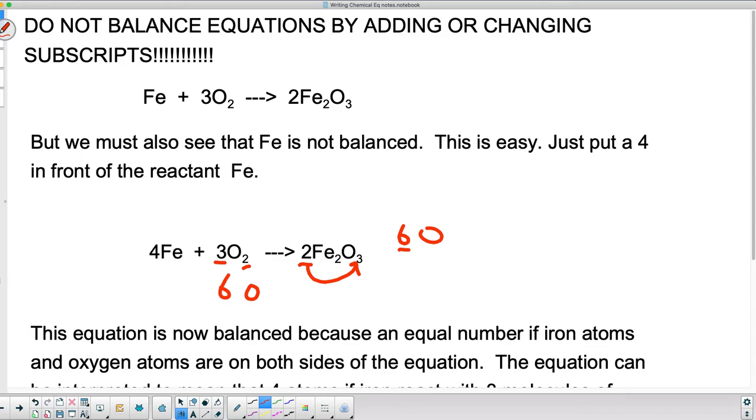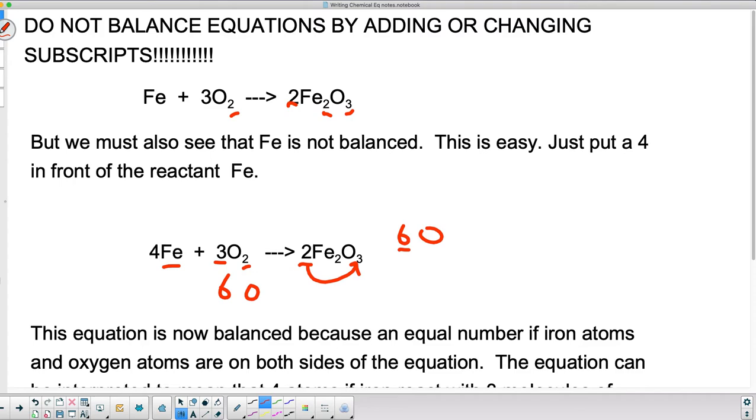Notice, and this is very important, I do not change the subscripts of the formulas that I already have. So if I have O2 and Fe2O3, I cannot change these small numbers, because the small numbers must stay the way that they are. So we can only put numbers in front of the compounds and the elements. This equation is now balanced.